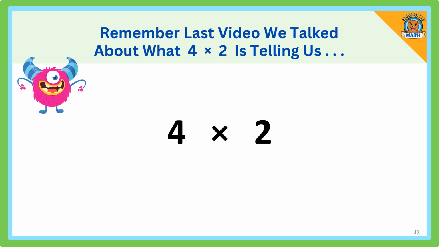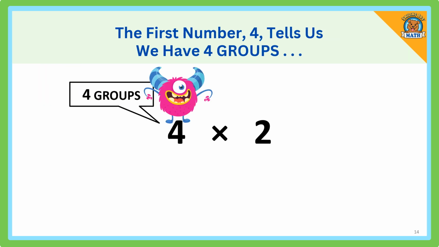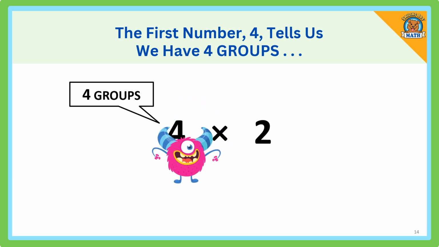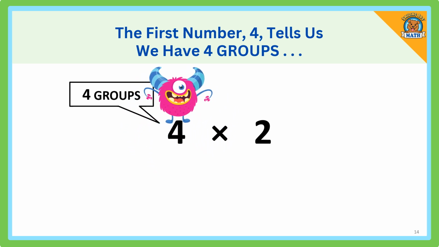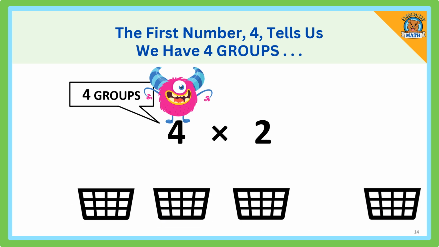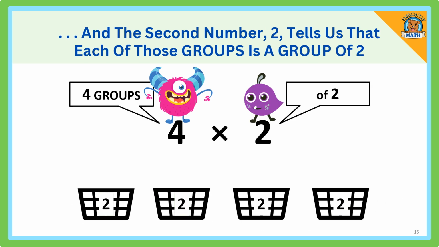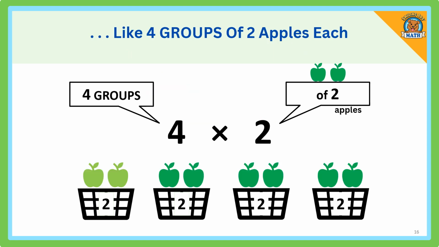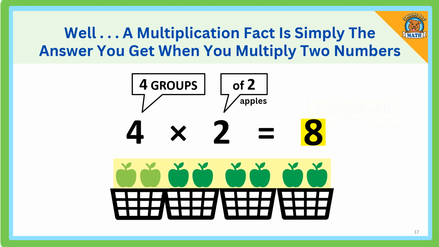Remember last video, we talked about what 4 times 2 is telling us. The first number when we multiply, in this case it's 4, tells us how many groups we have. So 4 times 2, 4 is the first number, is telling us we have 4 groups, and there's baskets below to make each one of those groups. And then the second number, which in this case happens to be 2, tells us that each of those groups is a group of 2. So we have 4 groups of 2. That's what 4 times 2 is telling us. Like 4 groups of 2 apples each.